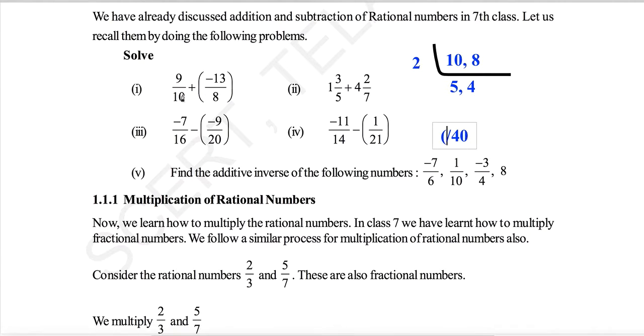So 10 times 4 is 40, so this becomes 9 times 4, 36. 8 times 5 is 40, so 13 times 5 is 65. Okay, so 65 minus 36, 65 minus 36 is 29, so 29 by 40. So it is nothing but minus 29 by 40. Okay, this is this one.